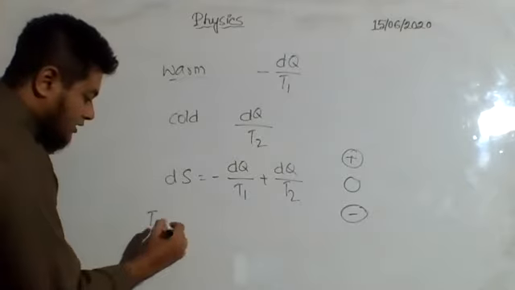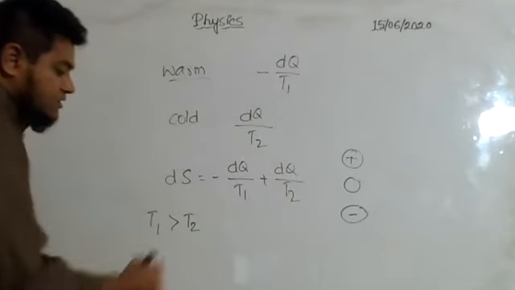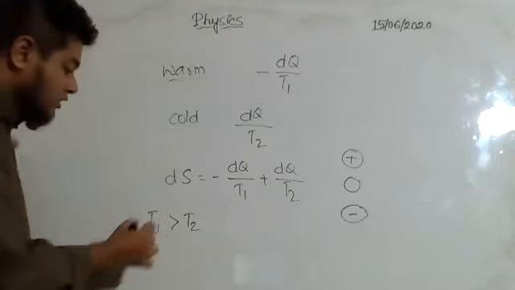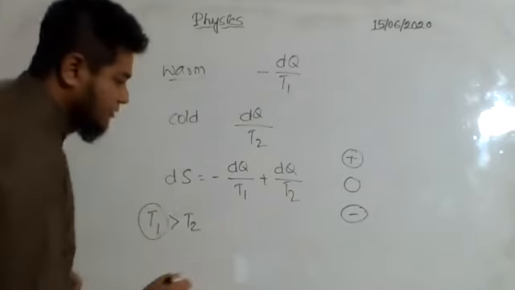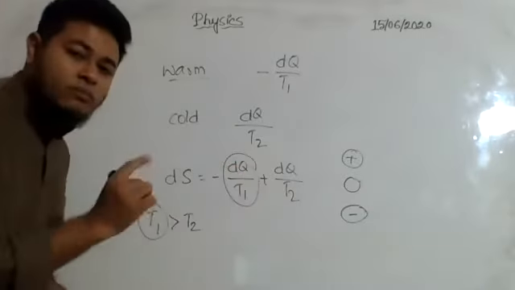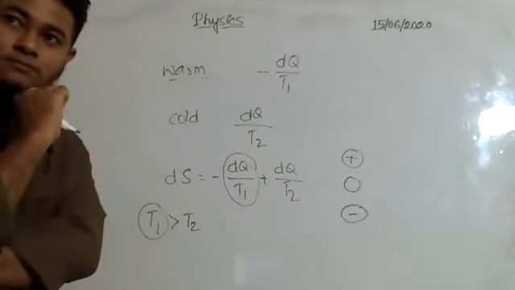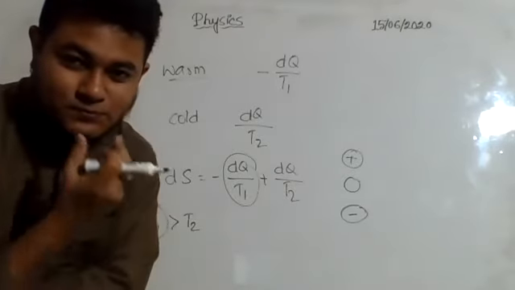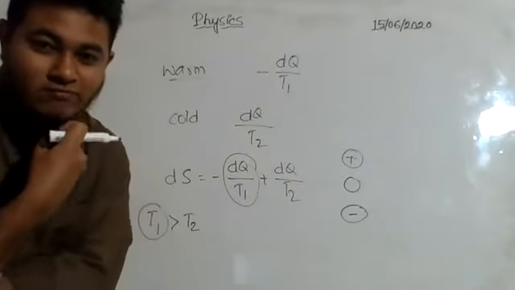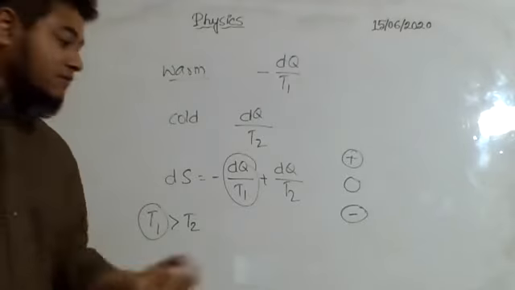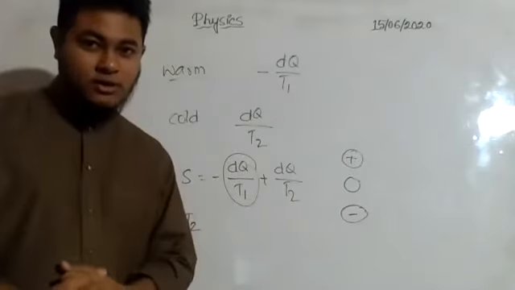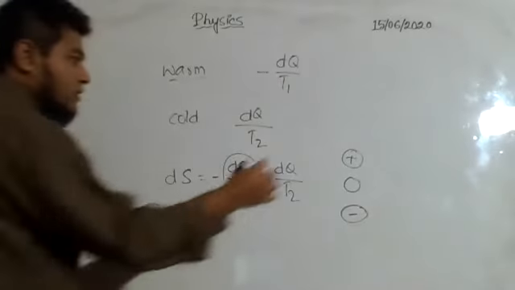Now T1, I already said, is greater than T2. It is the temperature of the warm object. So if T1 is greater, can anybody tell me whether dq by T1 will be greater or smaller? Definitely it will be smaller. If the denominator is greater, the fraction becomes smaller and smaller. Let me show you in this way.